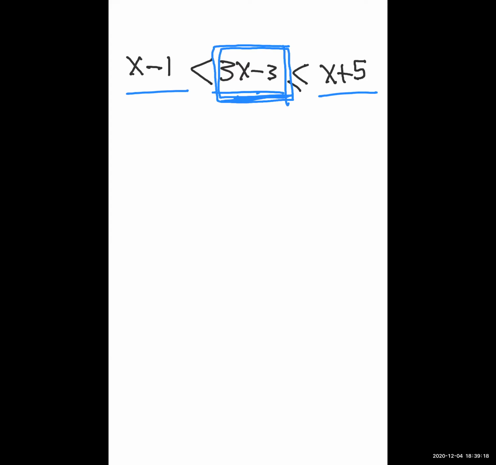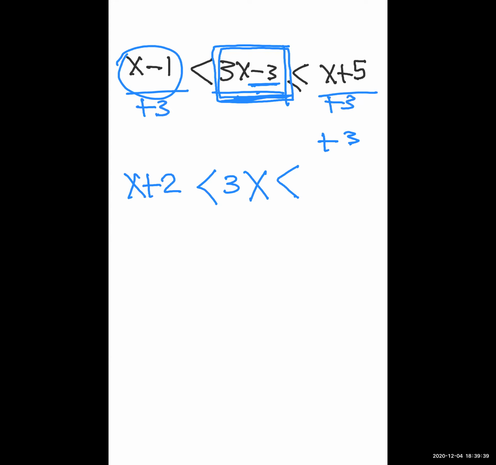Here I want to remove -3, so add 3. First 3x in the middle, greater than, less than. Add 3 here, -1 plus 3, so x plus 2. We add 3 here and 3 here, and of course in the middle. Then x plus 5 plus 3 means x plus 8.